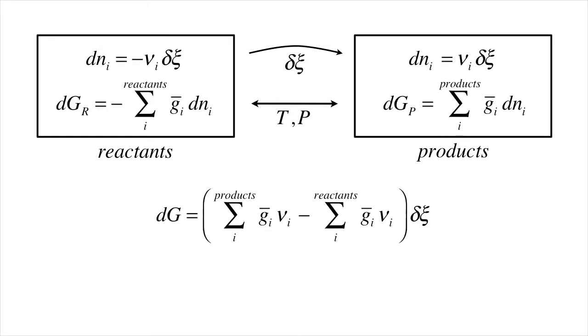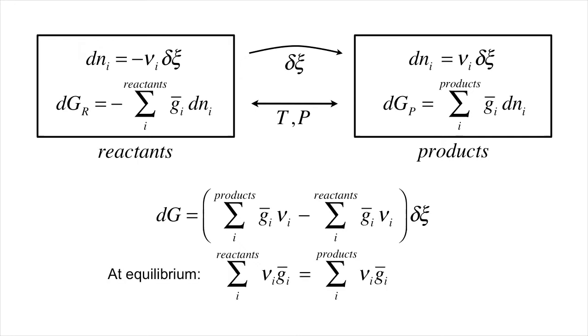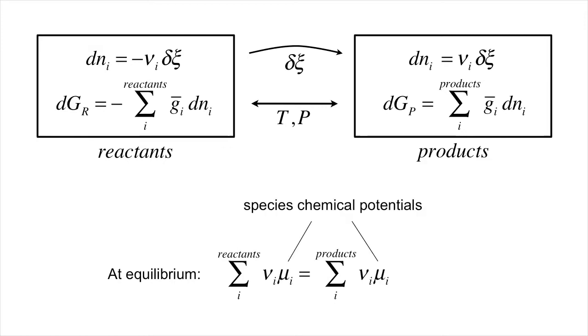As we did with phase equilibrium, we can write the total derivative of Gibbs free energy dG as a sum of dni times the partial molar Gibbs free energy of each species, including both the reactants and products. At equilibrium, we require dG/dξ to be 0, in which case the sum of νi times ḡi of the reactants must equal the sum of νi times ḡi of the products. Once again identifying the partial molar Gibbs free energy as the chemical potential, we can likewise say that the sum of νi times μi of the reactants and products must be equal at equilibrium.